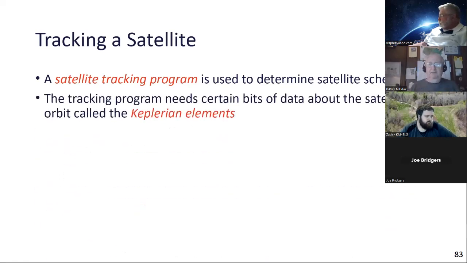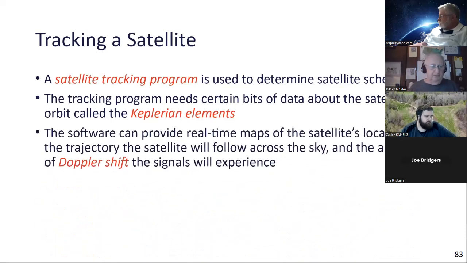And there is a national club, AMSAT, which is what they do. This is a club just for making satellite communications. A tracking program needs certain bits of data about the satellite's orbit called the Kepler elements. What the Kepler elements are is bits of data about that satellite's orbit. And we'll get into that in a minute also.